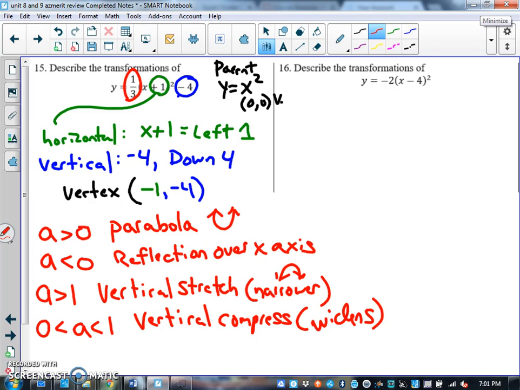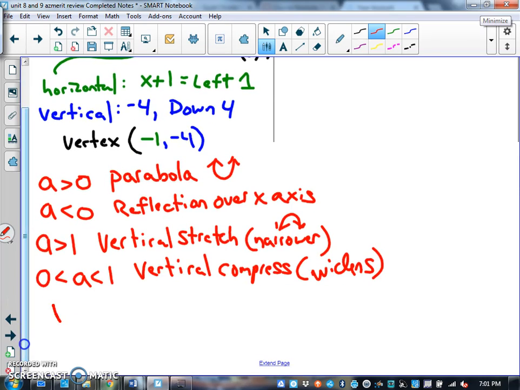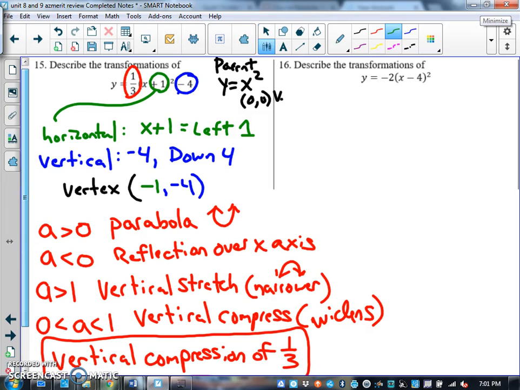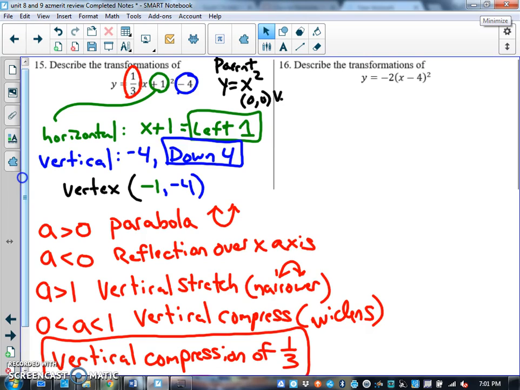So for this problem, we would say we have a vertical compression of 1/3. We'd have a horizontal transformation to the left 1, and we'd move this down 4. Go ahead and try 16, and notice what may or may not be in that problem.